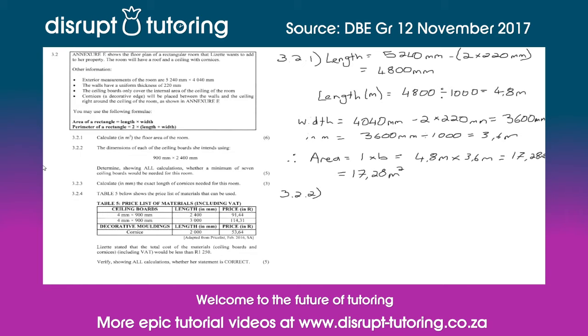So 900 millimeters divided by 1,000 will equal 0,9 meters, and 2,400 millimeters divided by 1,000 equals, in your calculators, 2,4 meters. So those are the dimensions of the ceiling boards.